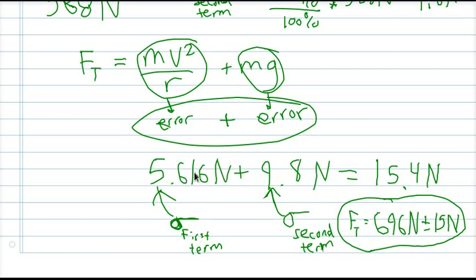5.616 newtons, which is the absolute error on this first term, plus 9.8 newtons, which is the absolute error on this second term. This gives you 15.4 newtons as the absolute error on the final answer. So your answer is 696 newtons plus or minus 15 newtons.